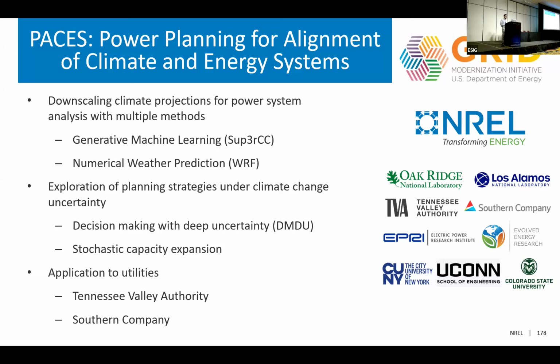We're also going to be exploring planning strategies under climate uncertainty. So what do you actually do with all this data? You know, if I give you 10 versions of what 2050 could look like, how do you actually make decisions on that? We have some thoughts on how to do that, but we're going to be exploring this over the next 3 years. And then we're working with actual utilities, TVA and Southern, to make sure this work is actually useful.